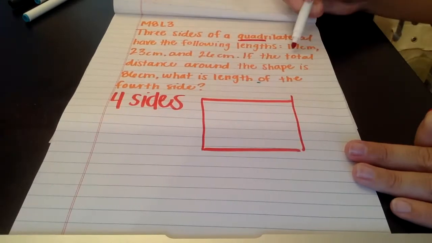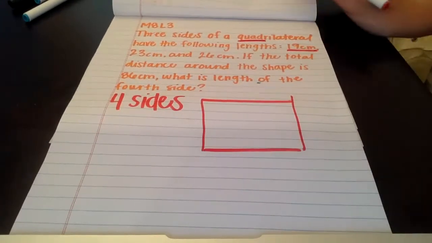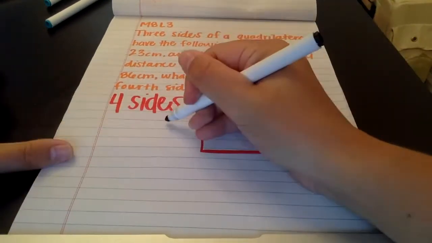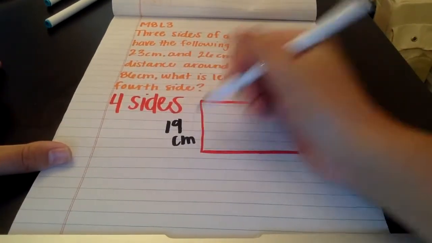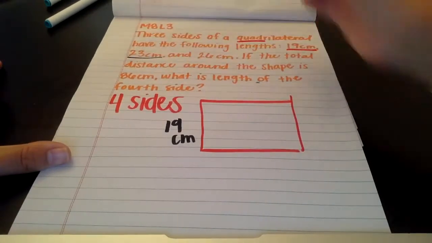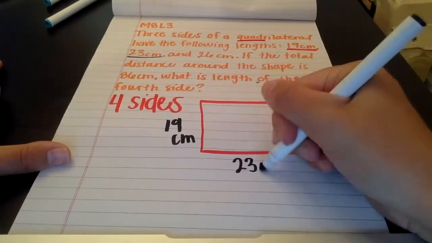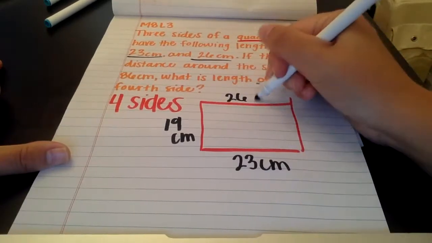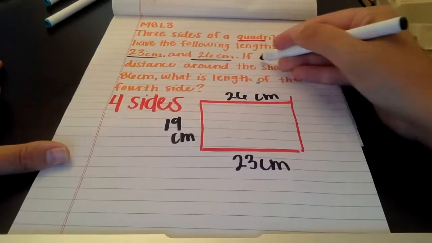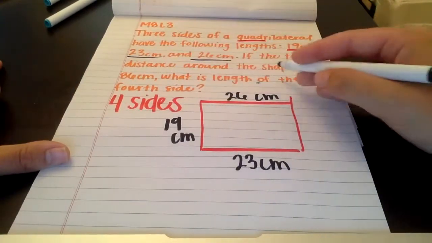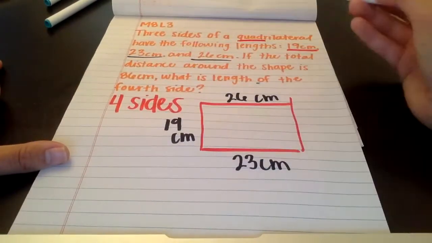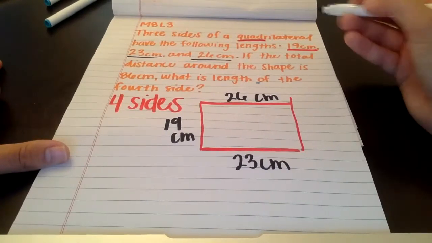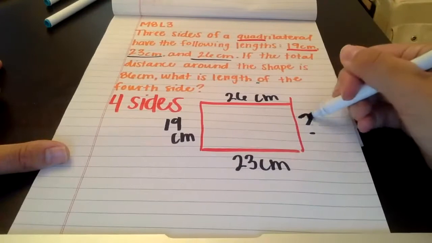Now it gives me some lengths. It says 19 centimeters. So I'm going to label, I'll use a different color here, this side 19 centimeters. One side is 23 centimeters. One side is 26 centimeters. And it says if the total distance around the shape is 86 centimeters, what is the length of the 4th side? Okay, so we are looking for this length.